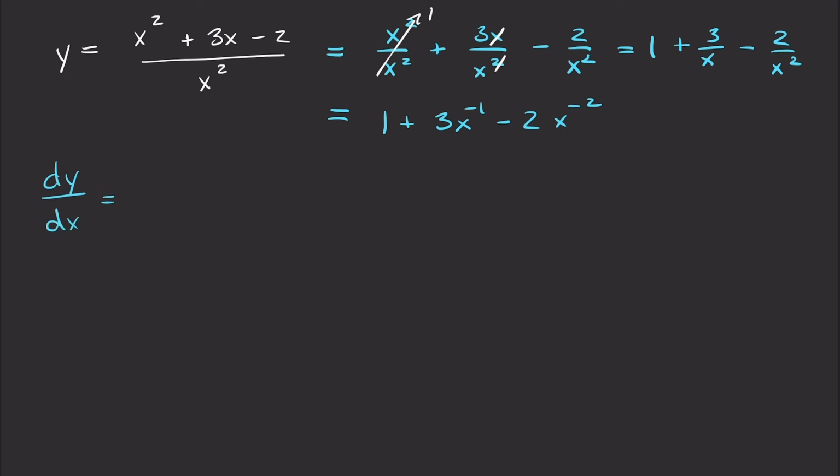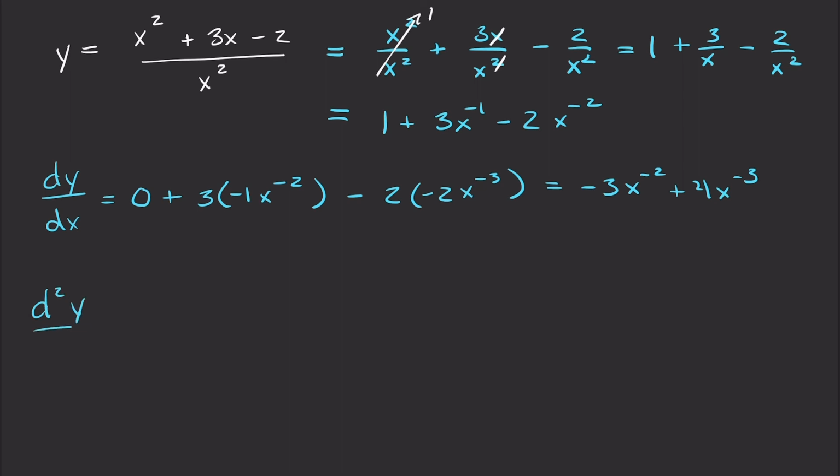So why not? Derivative of 1 is just 0 plus, keep our 3 out front, bring down our minus 1, and then subtract 1 from our exponent. We have minus 2. We'll bring down our minus 2 from our exponent, make that go to a minus 3. And this is going to be minus 3x to the minus 2. Minus and minus will be plus 4x to the minus 3. And I'll leave it like that while I take the second derivative.